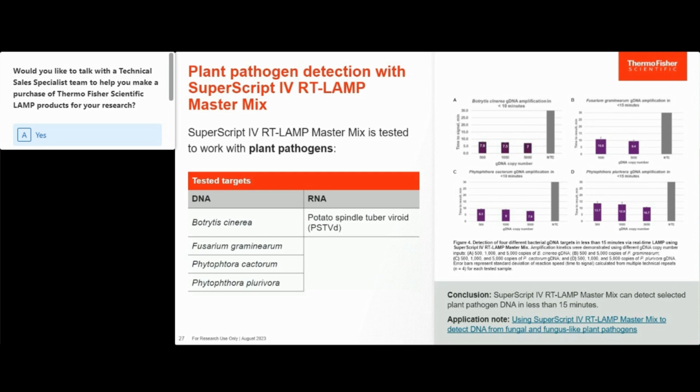Furthermore, you can find details about the detection of the same pathogens using endpoint colorimetric detection in our application note, which is called Using SuperScript IV RT-LAMP Master Mix to detect DNA from fungal or fungus-like plant pathogens.